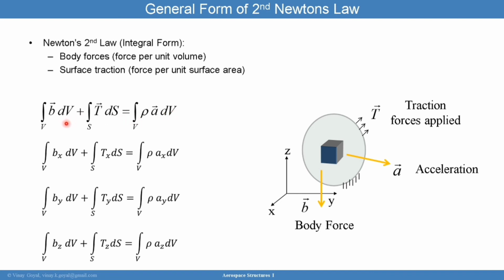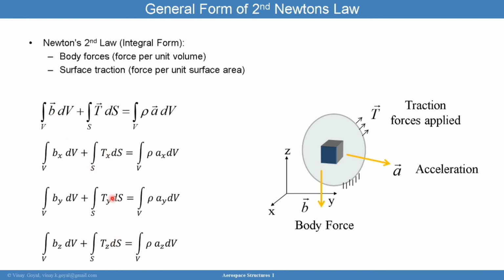The important point here and the distinction is that I'm using the integral form because I'm looking at a deformable body. That's why. So represented in this equation are really three equations. Summation of forces in the x direction, summation of forces in the y direction, and summation of forces in the z direction. Note how Bx, By, and Bz are the components of the body force B hat.